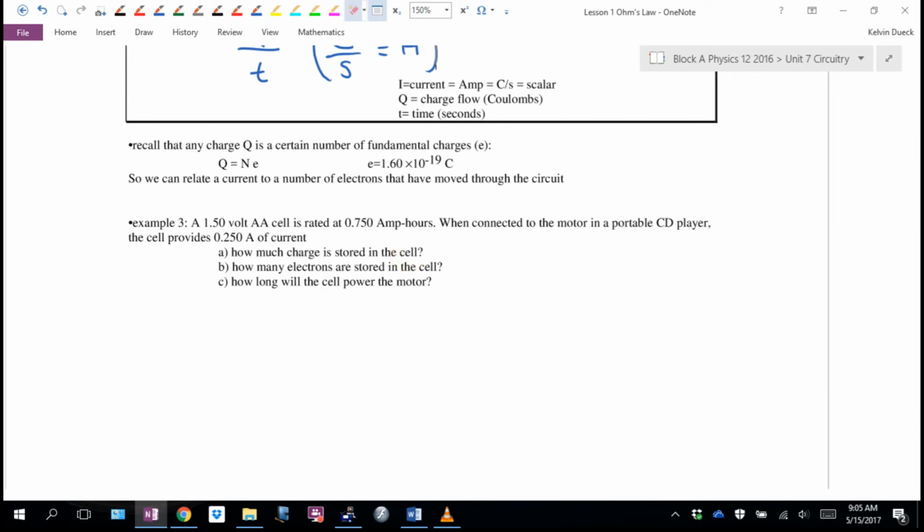Anyways, suppose you had a portable CD player, and you know that the cell provides 0.25 amps of current. First question, how much charge, how many coulombs, is stored in the cell? Well, I know that current is coulombs per second. How would you get the Q by itself? Yeah, Q is current times time.